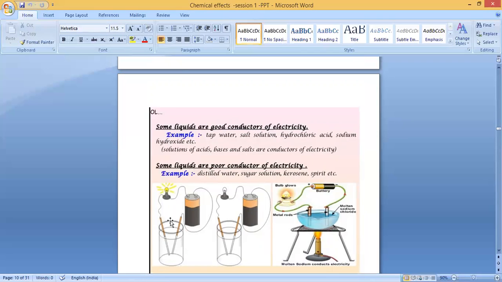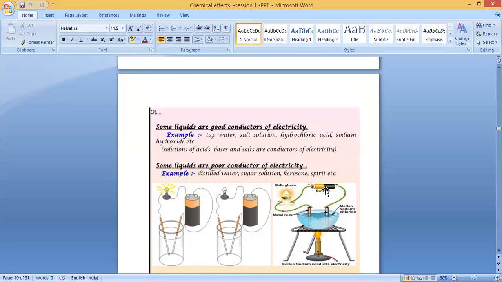Here you can see that in the first figure the bulb will glow because whatever solution you have taken is a good conductor of electricity. That is the reason the bulb will glow. In the second diagram, the bulb will not glow because the liquid you have taken is a poor conductor of electricity. But in the third case, they gave one example, molten sodium chloride, melted. Sodium chloride means salt.